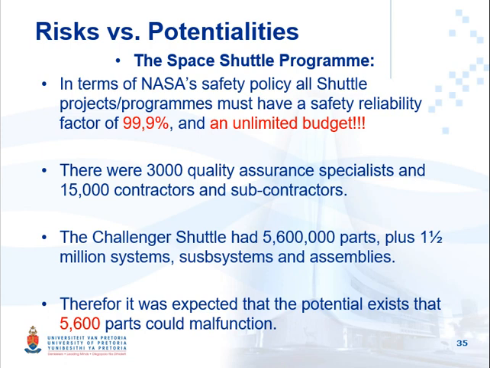But as we said, when we are talking about the space shuttle program, it's different from a workshop. In terms of NASA's safety policy, all shuttle projects during that time must have a safety reliability of 99.9%. Budget was not a concern for them, so they had 3,000 quality assurance specialists and 15,000 contractors and subcontractors. The Challenger had 5.6 million parts plus 1.5 million systems, subsystems or assemblies.